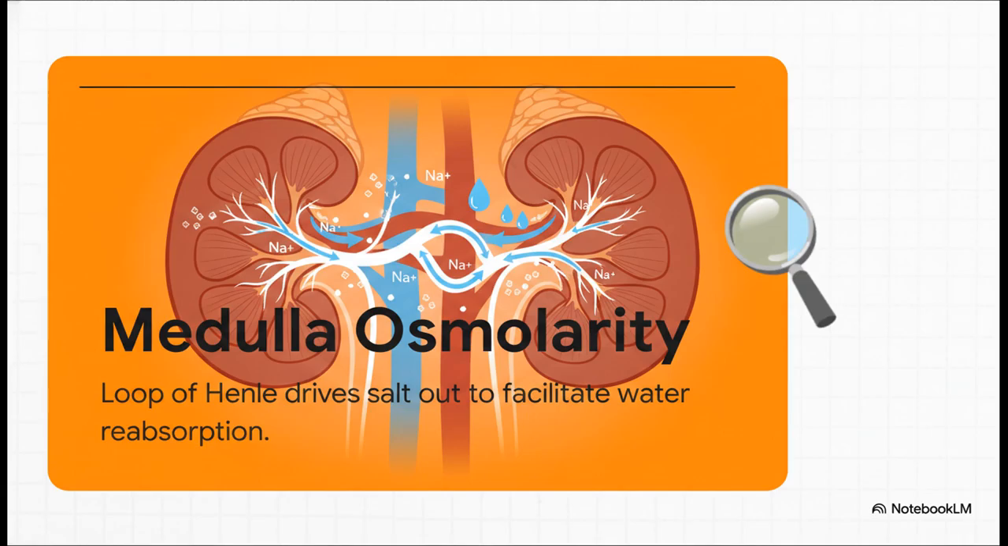Before anything actually leaves the body, the environment around the tubes has to be perfectly primed. The loop of Henle brilliantly sets up a concentration gradient deep down in the kidney's medulla. By actively pumping salt out, the surrounding tissue shifts from low osmolarity to high osmolarity. It's literally salting the earth around the tubule. This creates a massive osmotic pull, just waiting to draw water back into the body.